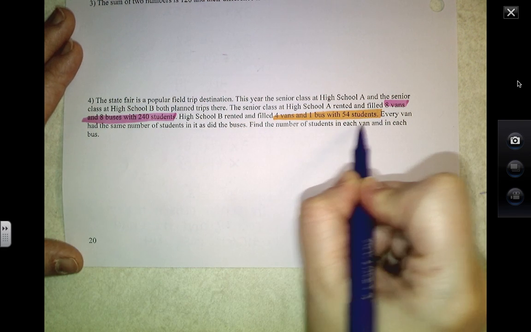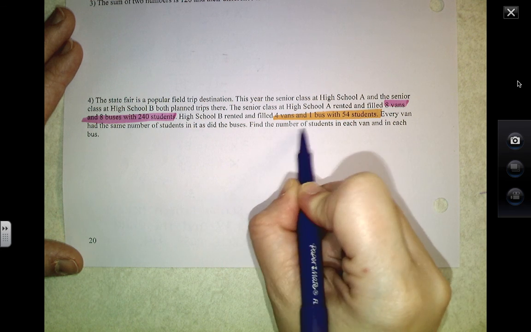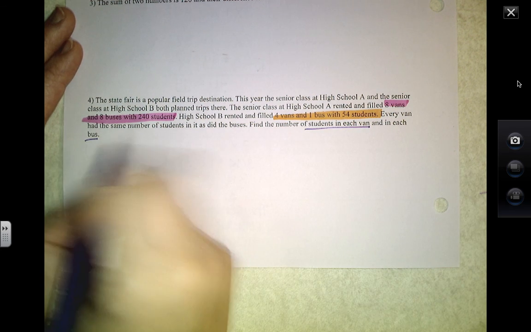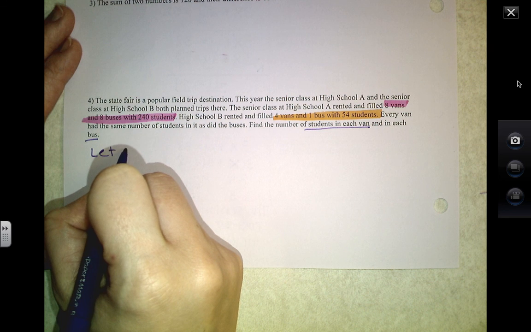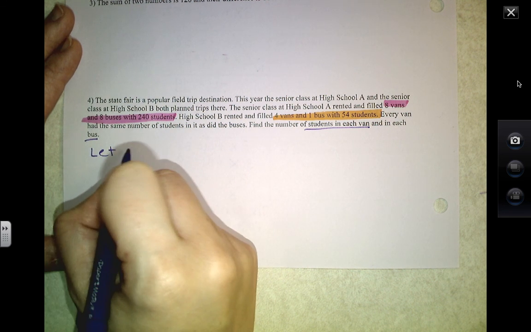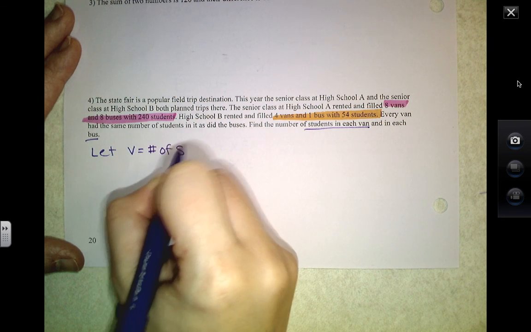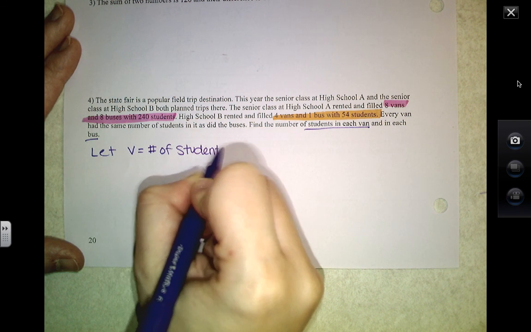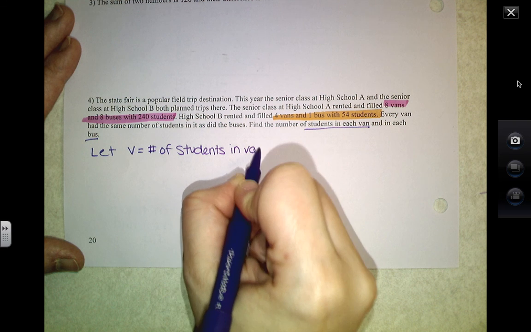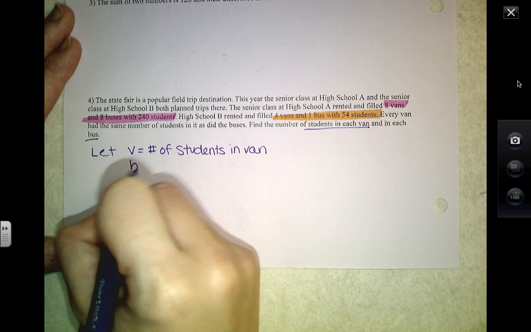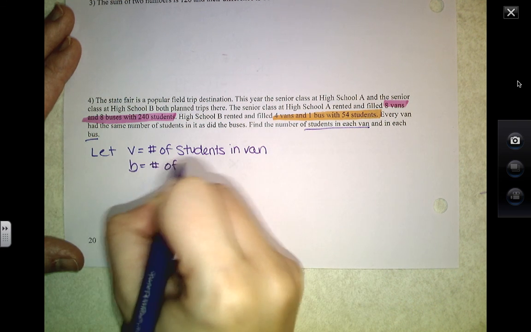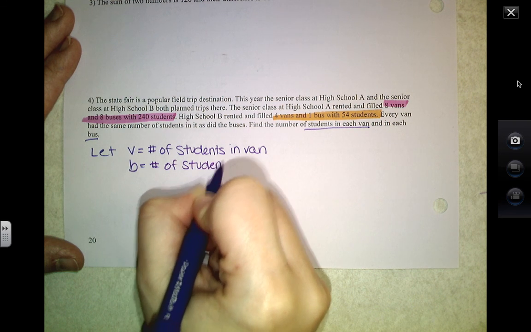Usually this last sentence is helping you write your let statement. We want to know how many students in each van and how many students in each bus. So I'll show you how to use different variables here. Let V equal number of students in van, and we're going to let B equal number of students in bus.